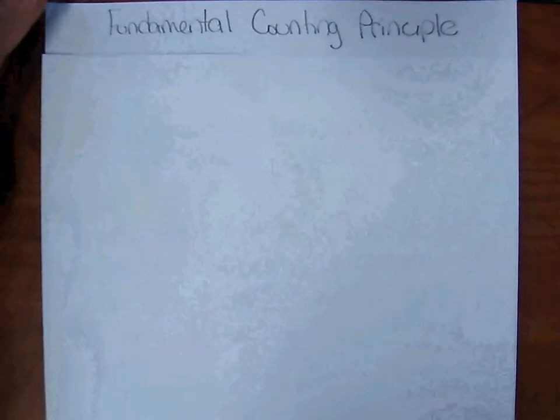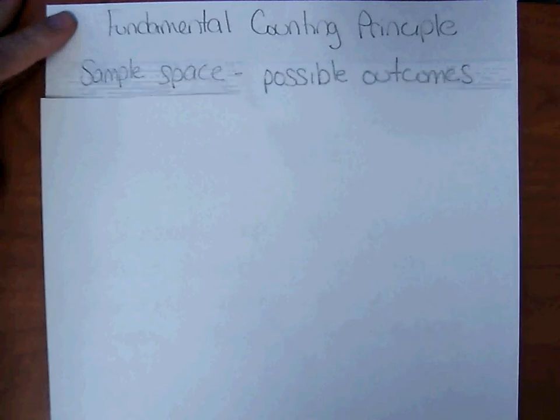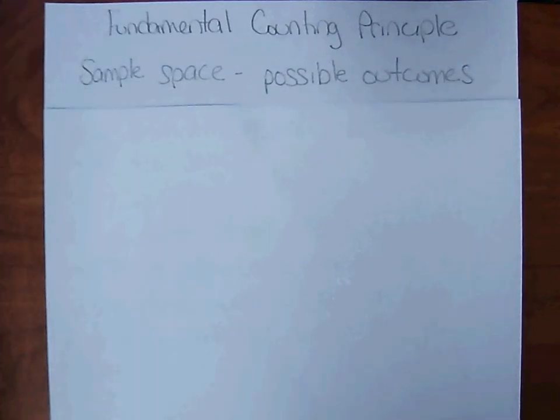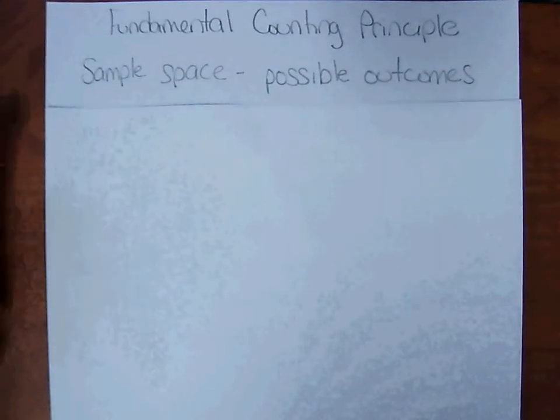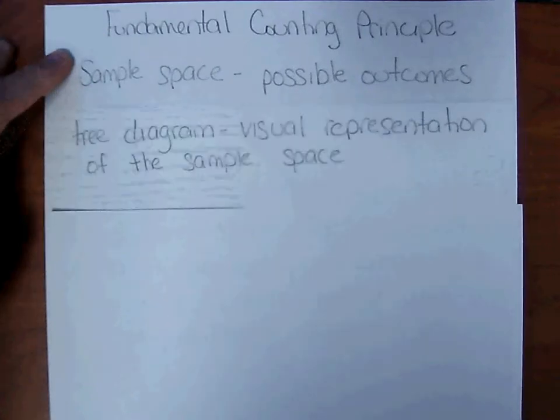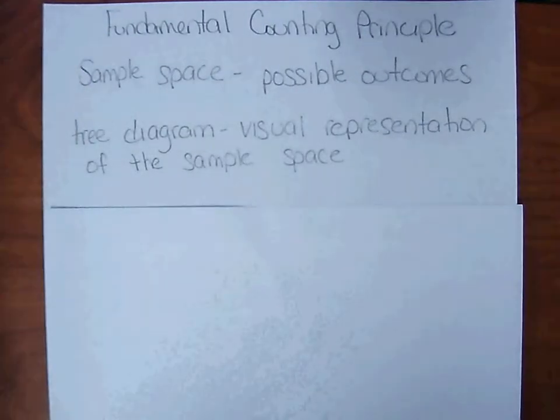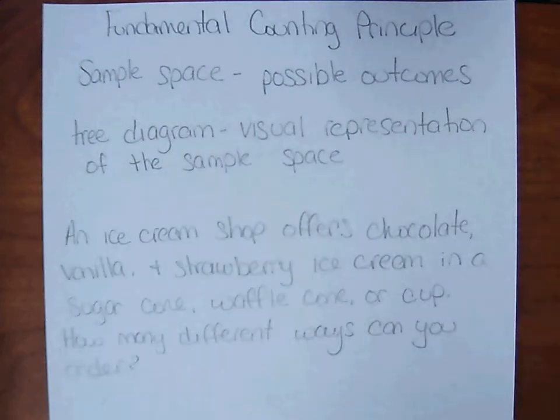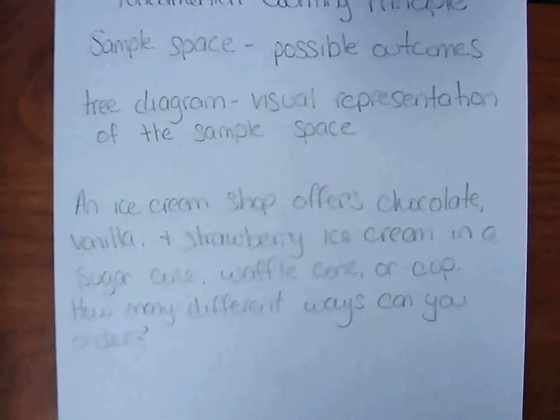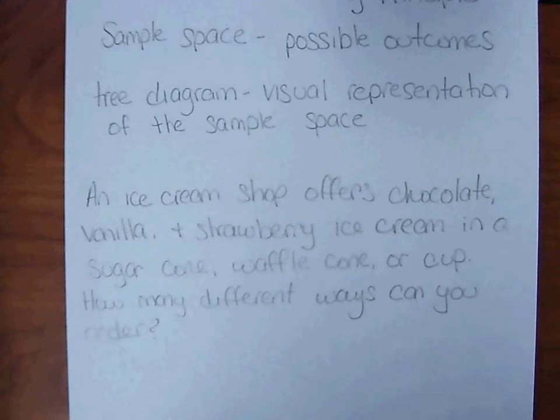Fundamental counting principle. The fundamental counting principle is going to help us to determine the sample space, which is all of the possible outcomes. We're also going to use a tree diagram, which is a visual representation of the sample space. An ice cream shop offers chocolate, vanilla, and strawberry ice cream in a sugar cone, waffle cone, or a cup. How many different ways can you order?